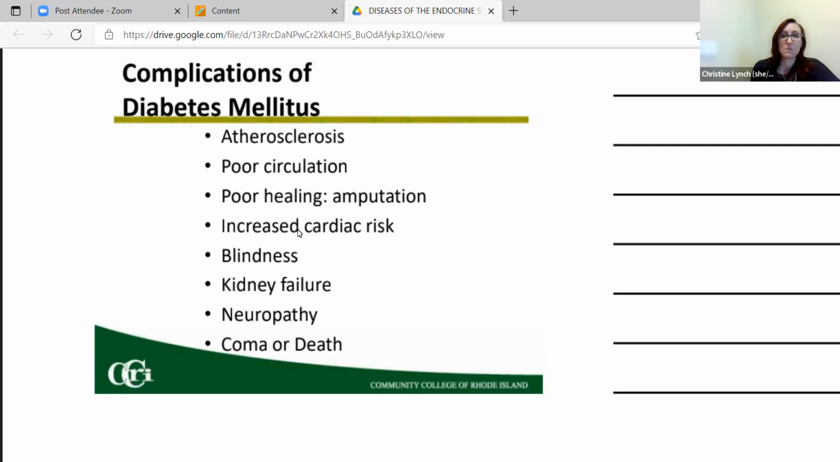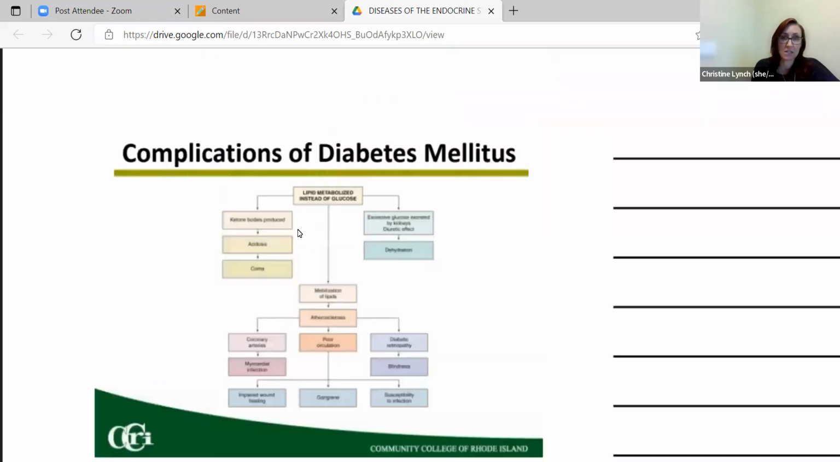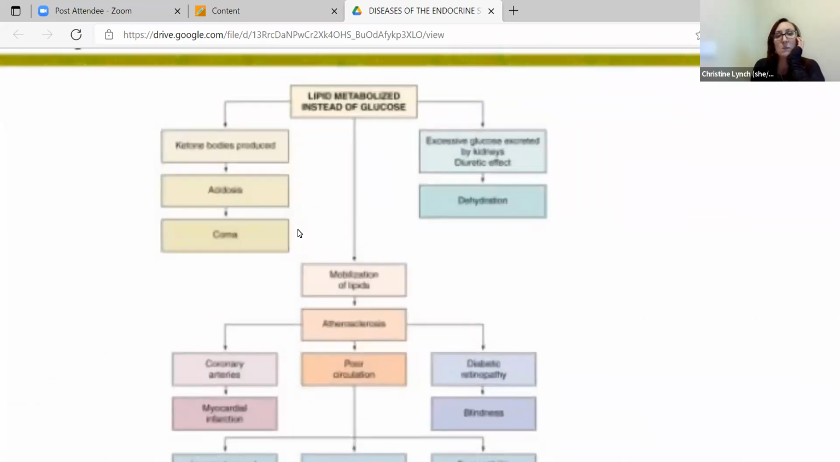This also can cause high blood pressure, and that can lead to increased risk of heart disease, retinal blindness, kidney failure, and neuropathy. So we are going to discuss insulin shock and diabetic coma due to hyperglycemia. Those will be separate, but these can lead to coma and death if not treated appropriately. And for the complications, there's a picture in this slide that depicts the complications of diabetes.